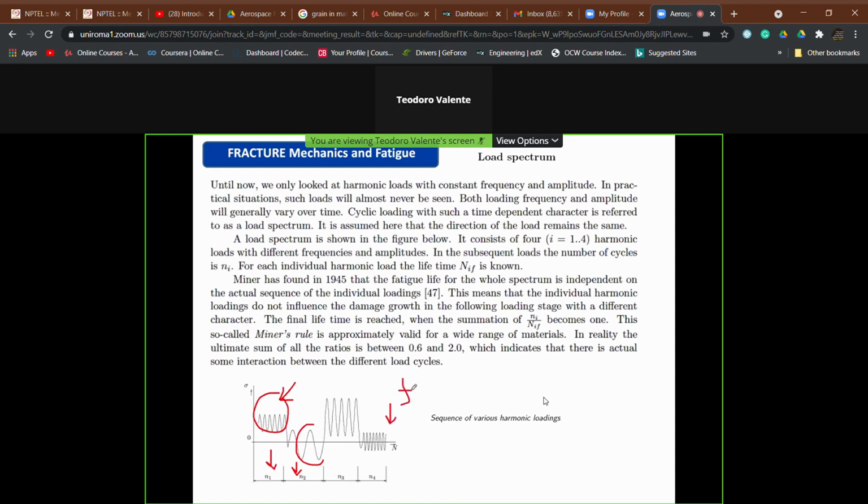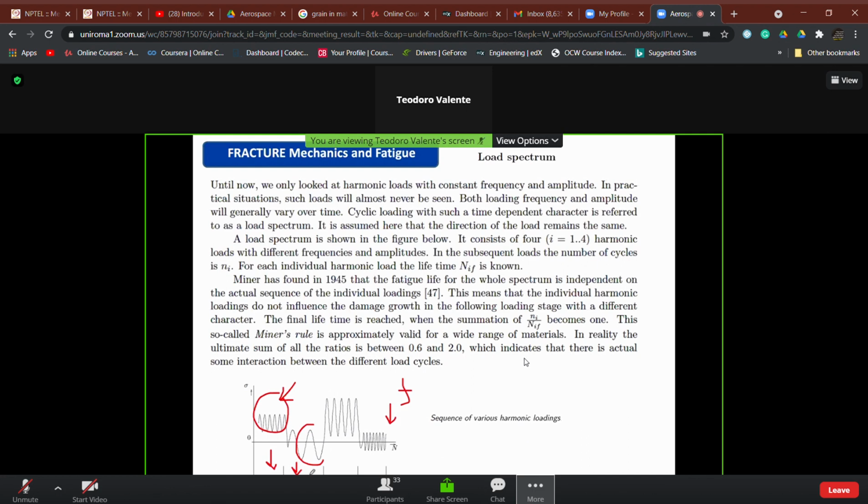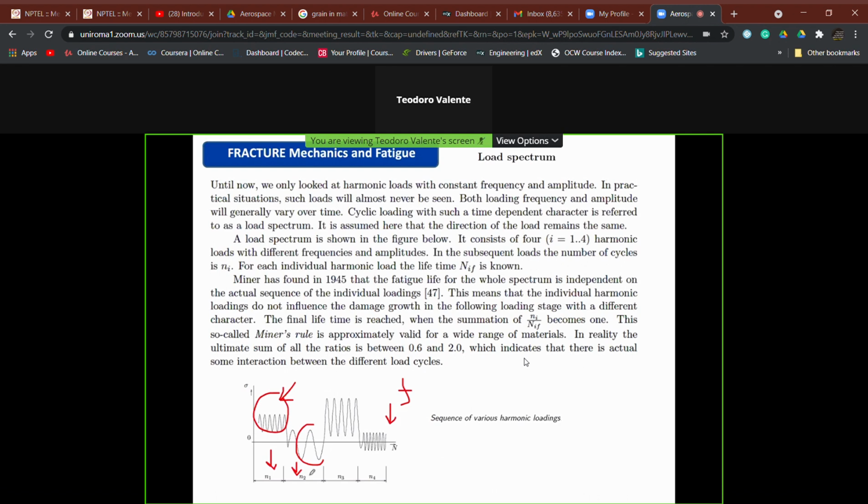That means if we have, for example, the failure of our component, the total number of cycles for failure does not change if in our sequence we have, as 4 cycles, the cycle number 2, then the cycle number 1, and so on. And this means that the individual harmonic loadings do not influence the damage growth. Damage growth means the crack growth in the following loading stage with a different character, with different properties, with a different frequency, with a different amplitude.